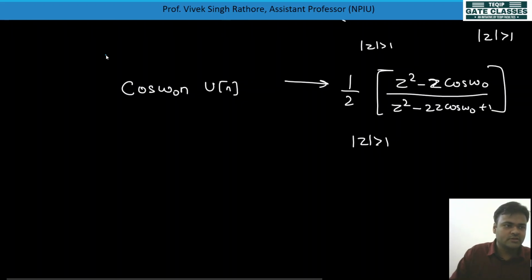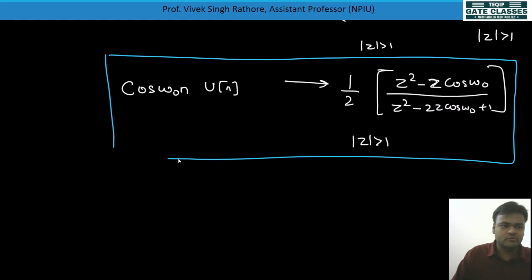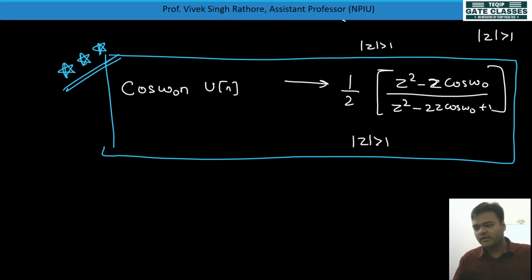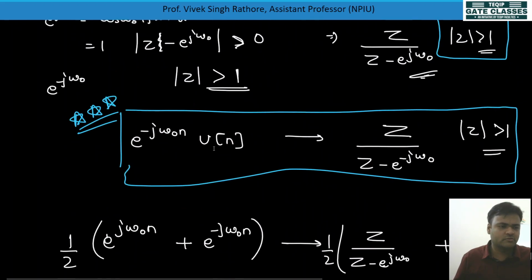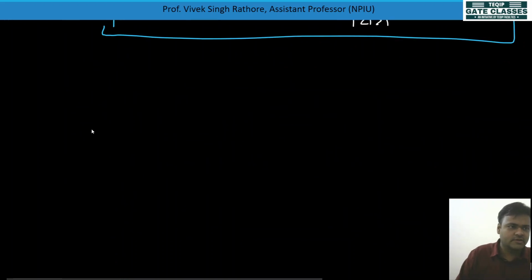So this is very important. As I have told you in the Laplace transform also, you should remember cos omega naught t and sin omega naught t. Here you should remember cos omega naught n and sin omega naught n. The same goes with the sine of omega naught n also. Like here we have done plus, here we will do minus.